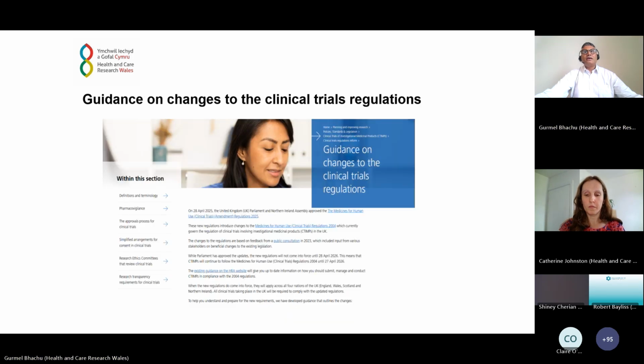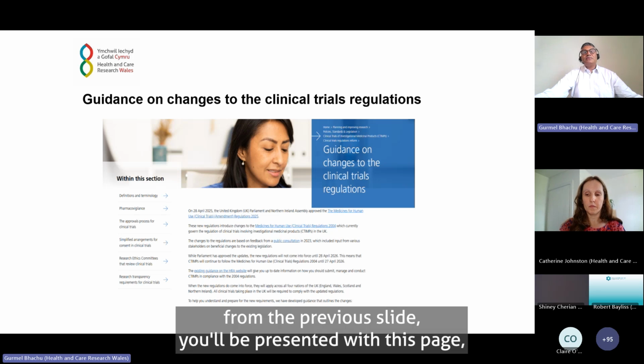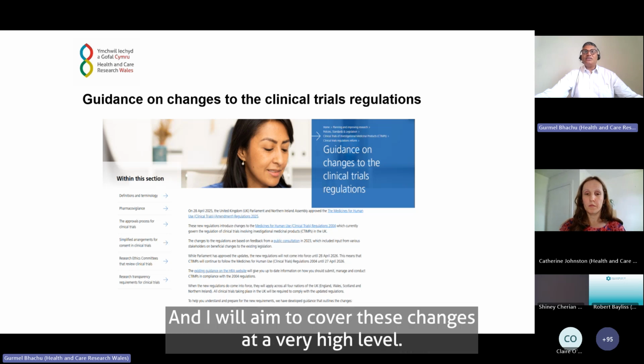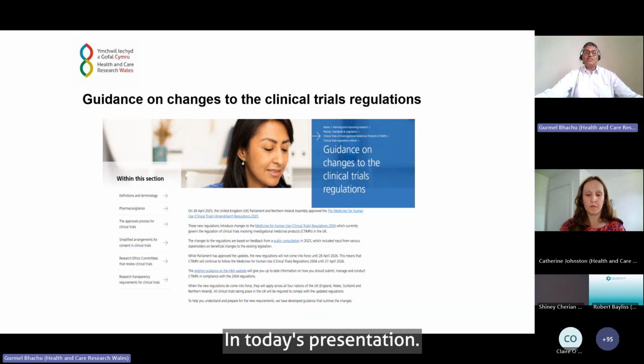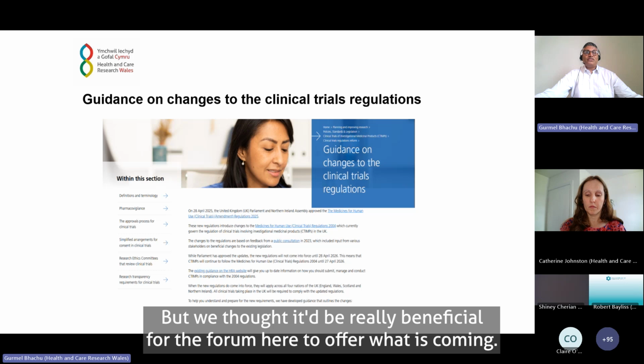Following that link from the previous slide, you'll be presented with this page, which offers the current guidance on the changes to the clinical trials and regulations, and I will aim to cover these changes at a very high level in today's presentation. I must stress that these changes are from the 28th April next year, but we thought it'd be really beneficial to the forum here to offer what is coming.